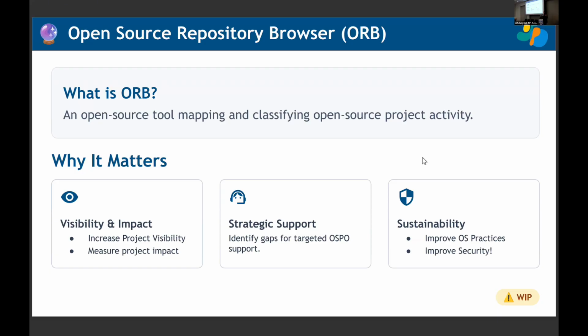We've heard a lot about OSPOs and how great they are. But one of the main goals of the repository browser is to figure out how can they help and who can they help. And the third is sustainability. I care deeply about sustainability. And one of the things that I'm trying to do with the open source repository browser is figure out how can we help with sustainability gaps, improve some of the open source practices, and of course, security.